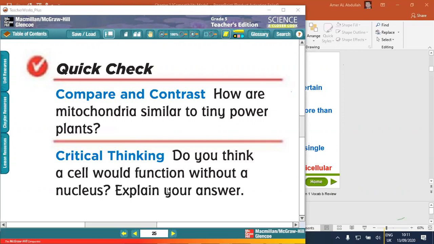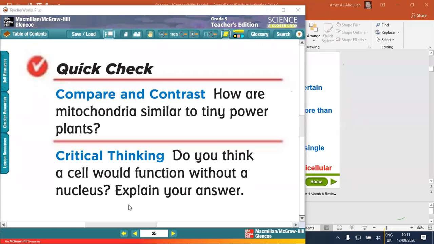No. Can you remove the quick check? Because I can't see the questions and answers. Now, answer these questions. Do you think a cell would function without a nucleus? No. Yes. You can answer, I don't think a cell can function without a nucleus, because the nucleus controls the cell's activities. Yes, excellent.